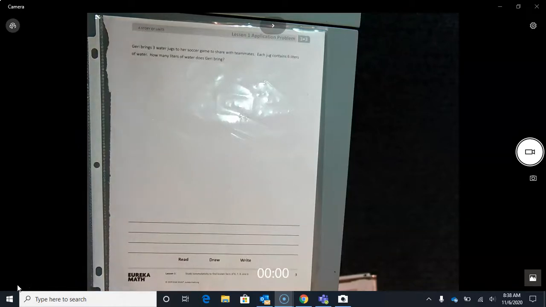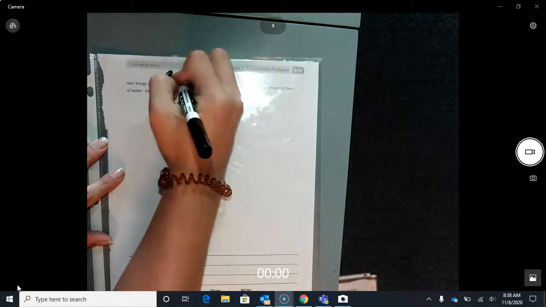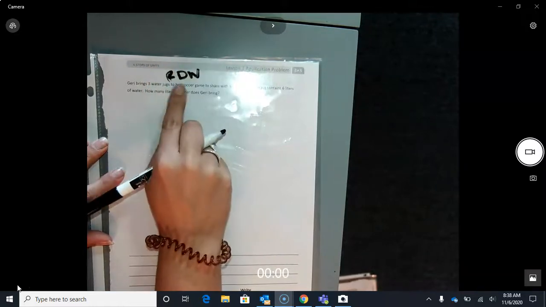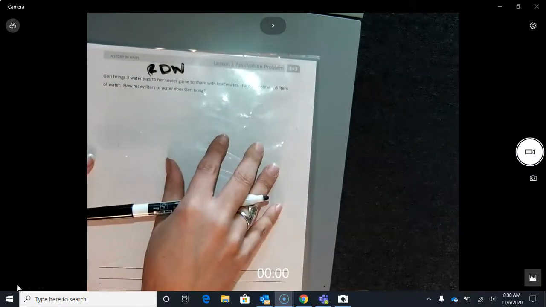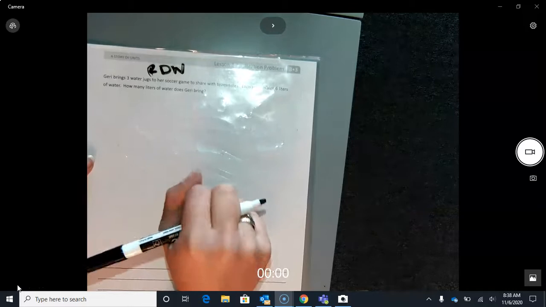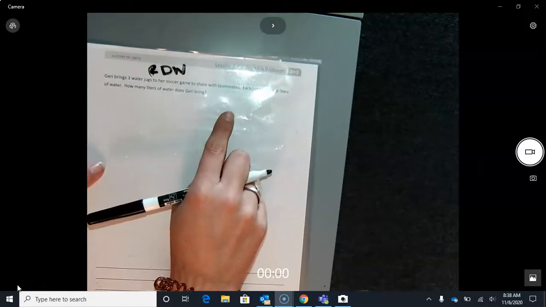Okay, so when we solve, we use a strategy called the RDW, read, draw, write, or read, draw, solve. You may have heard it called that too. So here's how it works. We are going to first read the problem, and we are going to circle the number and the nouns. That means the number and the name, so we know how many we have and of what do we have. So let's do that first.